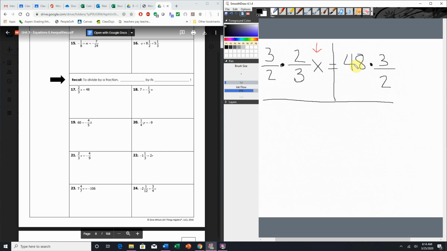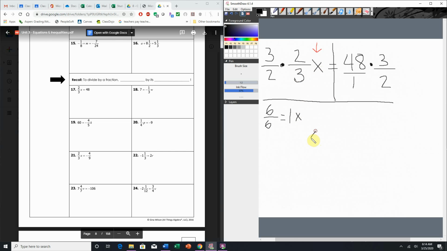Okay? And since 48 is a whole number, we talked about this in class, we're going to put it over 1. So we can now see we have two fractions that we can multiply better. So the reason why we multiply by its reciprocal, because we have 3 times 2, that would be 6. 2 times 3, that would be 6. And we know that's going to simplify to 1. That is how we get the x by itself, because now this is going to become 1x.